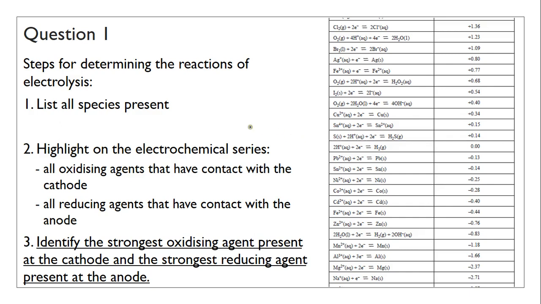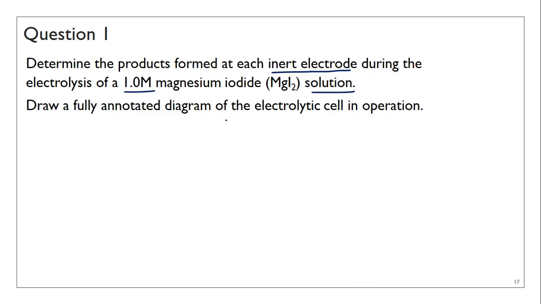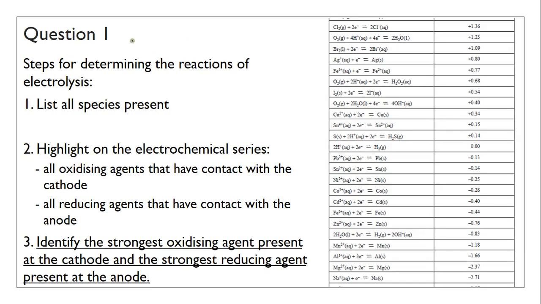Step 1 is to list all species present. So if you go back to the question, the electrodes are inert, so you don't have to take them into account when you list the species present, which means that everything that I need to work with is the 1.0 molar magnesium iodide. So 1.0 molar MgI2 (aq). This is the first hurdle that you need to be able to go through, and it really depends on how good your year 11 understanding was. Sorry, I probably shouldn't judge your year 11 understanding.